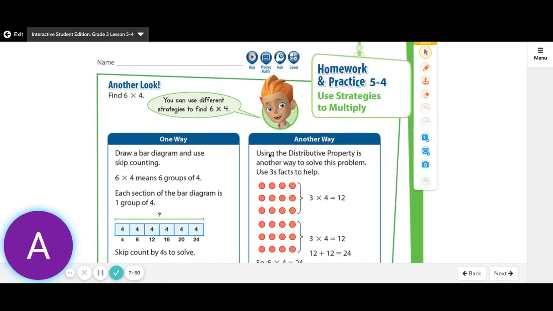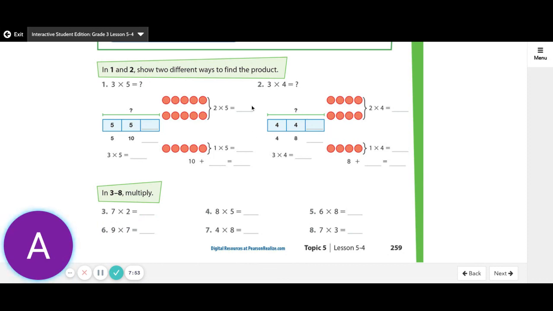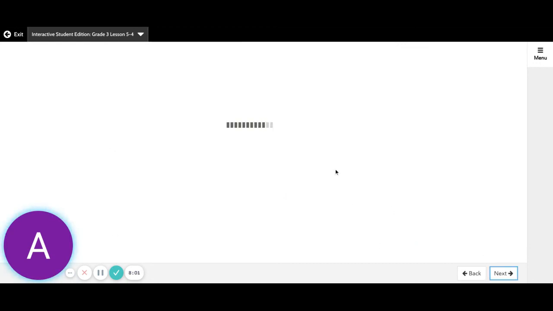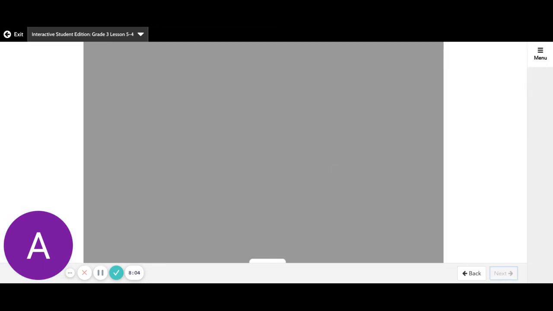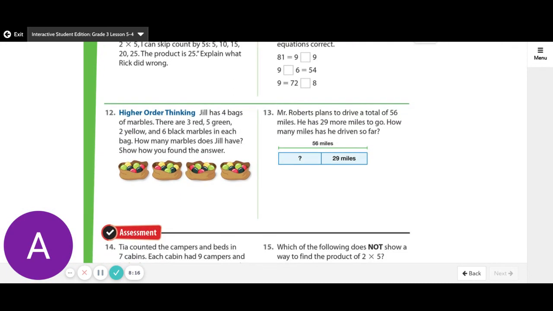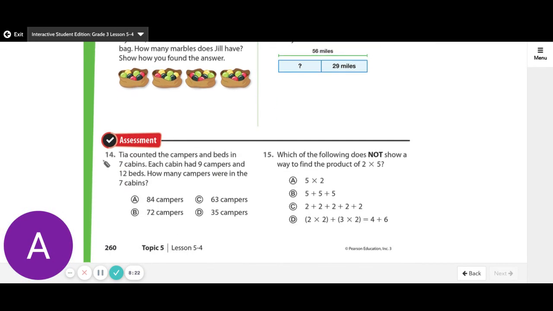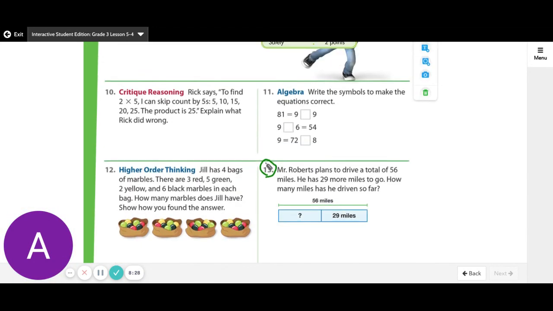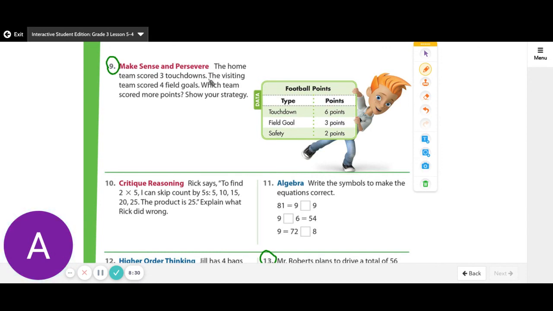Your job, remember they just give you examples at the top, but on page 259, I want you to do numbers 1, 2, 3, 4, 5, 6, 7, and 8. So do all on this page. And then on the back side, number 9, 13, 14, and 15.